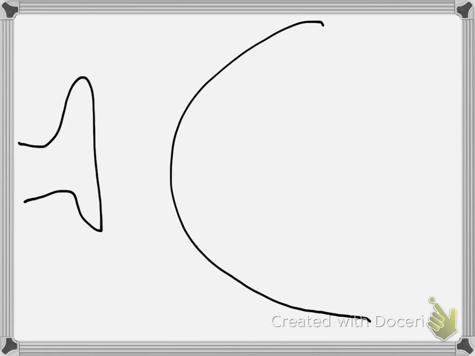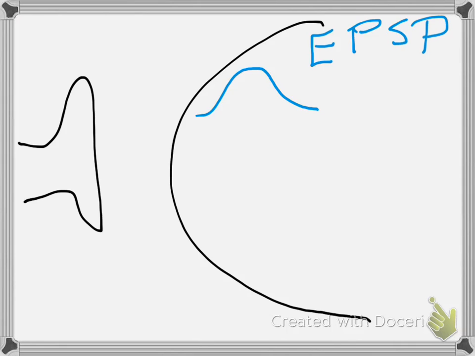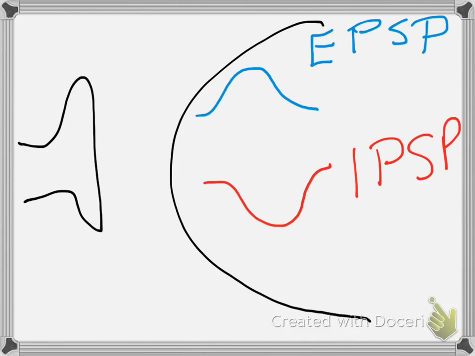The responses of the cell body can either be a depolarization, which are excitatory responses, and we've just discussed that they would be postsynaptic potentials, so they are called excitatory postsynaptic potentials, or EPSPs. The other possibility is that it could be hyperpolarized, in which case it's going to be an IPSP, an inhibitory postsynaptic potential.